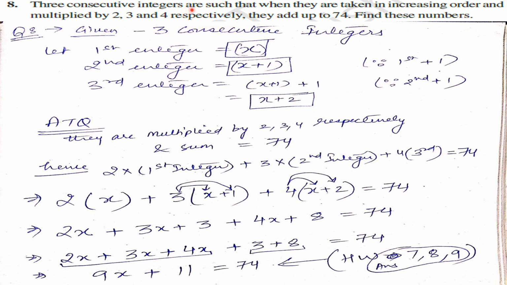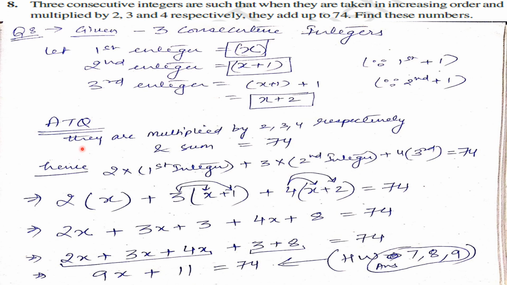Now what is it saying? There are three consecutive integers such that when they are taken in increasing order and multiplied by 2, 3 and 4 respectively. What does respectively mean? That 2 will be multiplied with the first integer, 3 with the second integer and 4 with the third integer. This is meant by respectively. They add up to 74. So this, add up to 74, will be our equation part. We will use the earlier part to form the assumption. So let's see. First integer x, second integer x plus 1, third integer x plus 2. Now it is saying we have to multiply 2 in the first, 3 in the second and 4 in the third one.